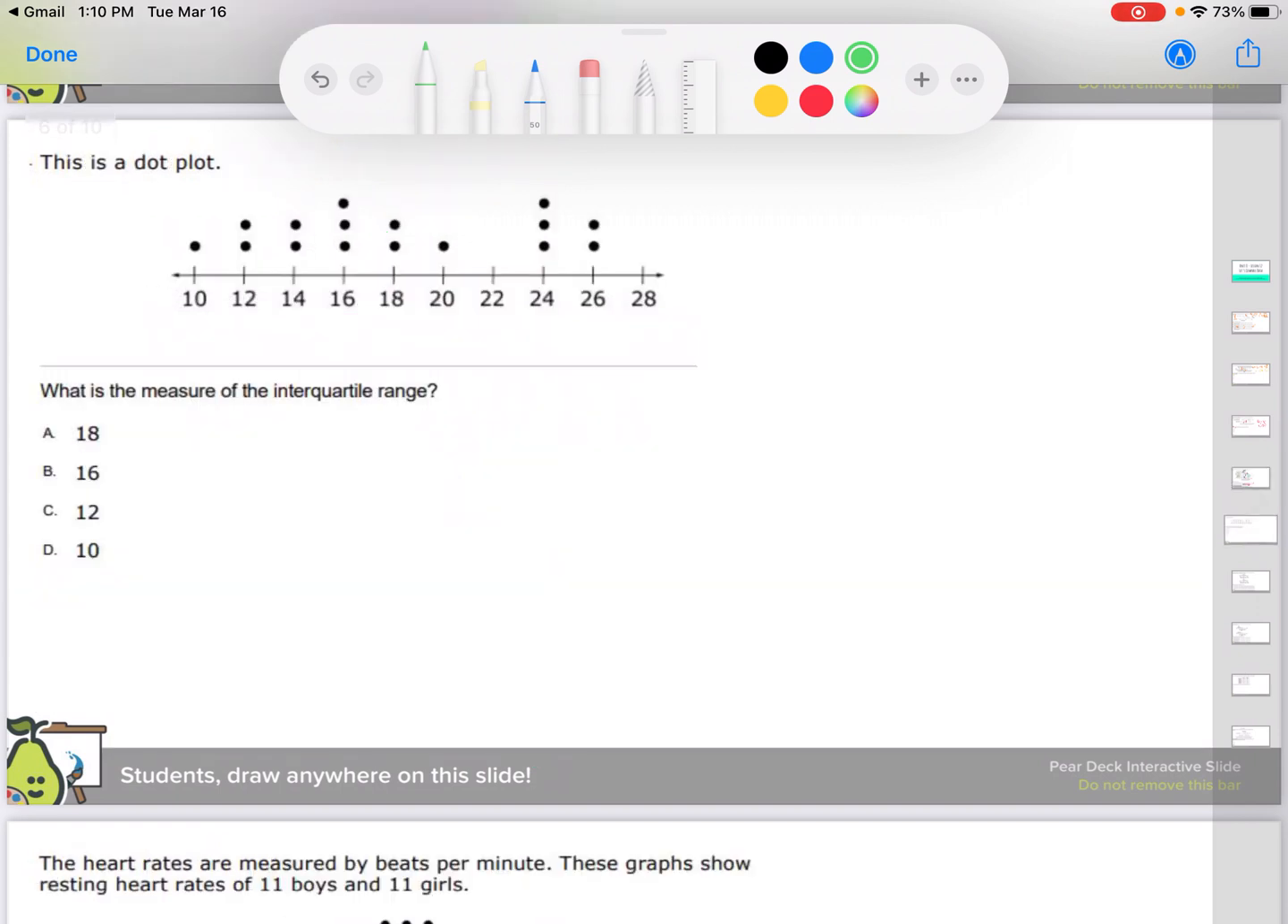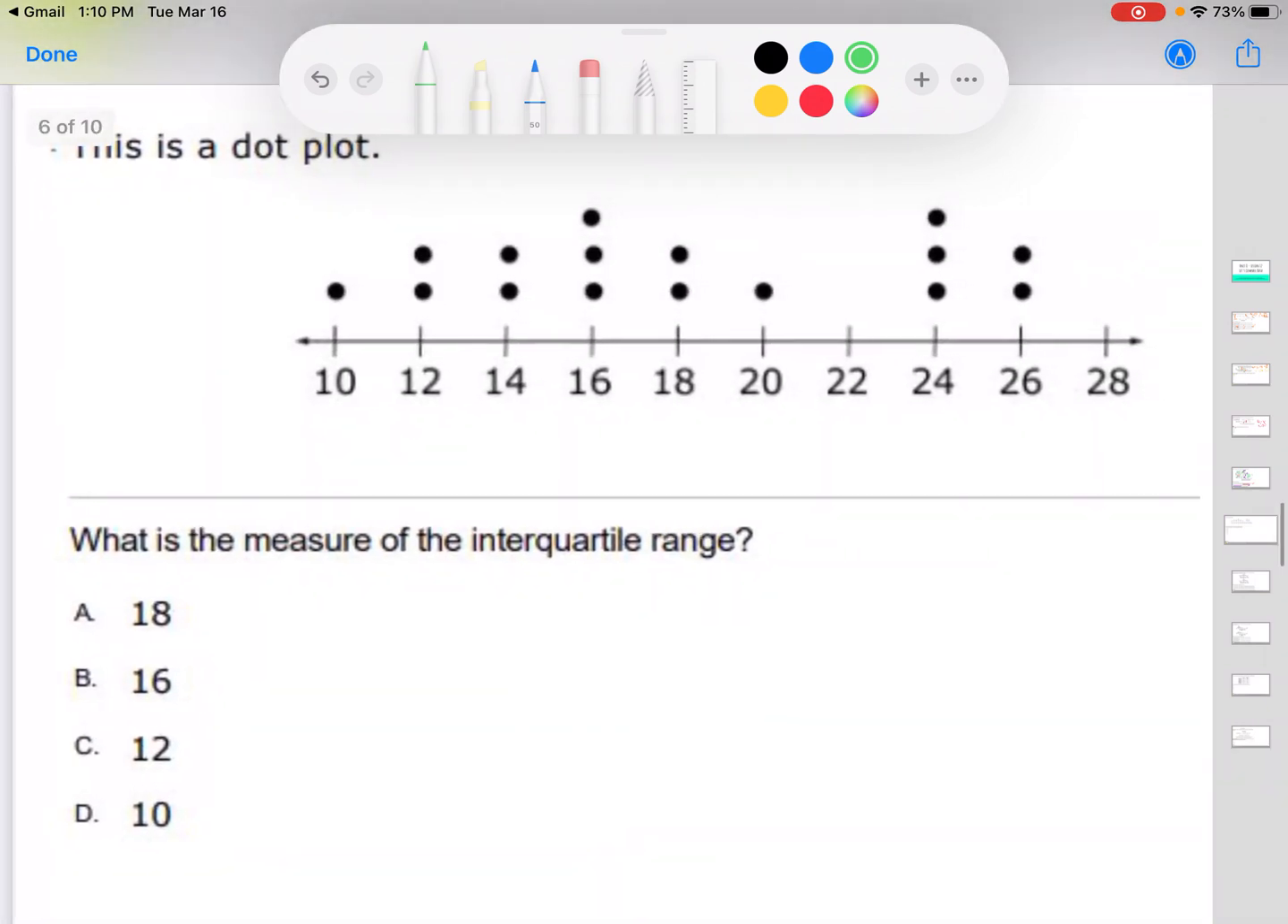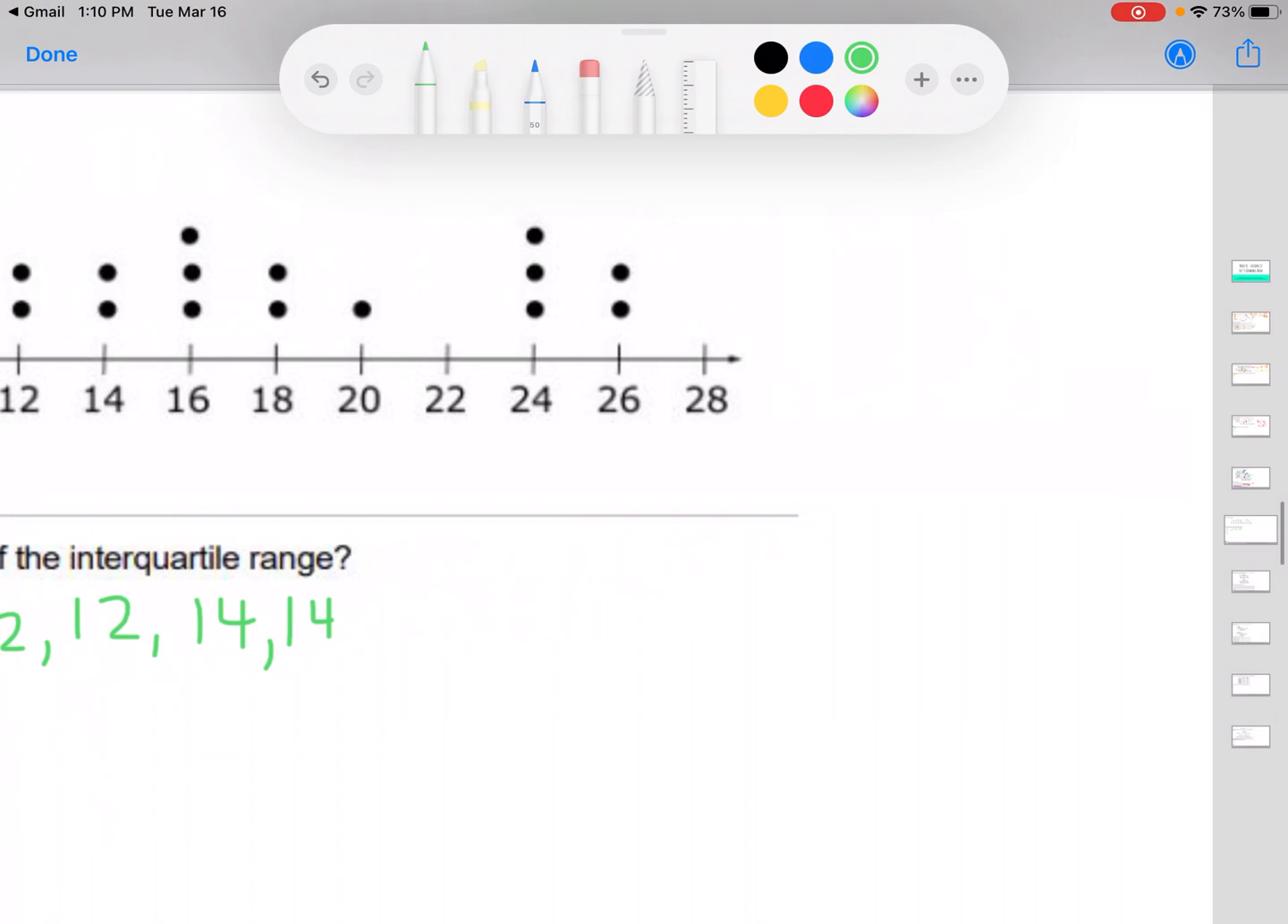What is the measure of the interquartile range of the dot plot? Now this is going to be where it gets challenging. So I have to list out my data first. So I have 10, I have 2 12s, 2 14s, and I want to write neatly. 2 16s, 2 18s, and some of you can just use the dots, and that's okay.